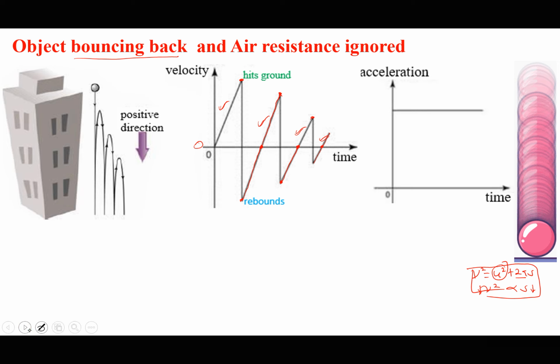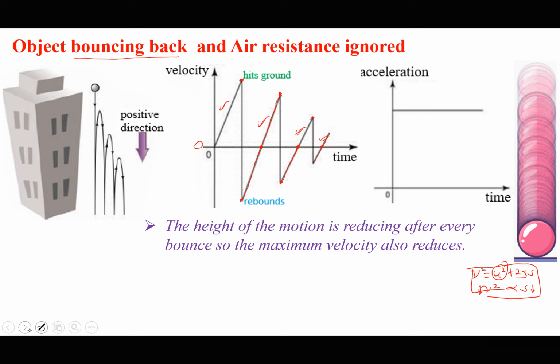Okay. So the height of the motion is reducing after every bounce. So the maximum velocity also reduces. That's why you notice that the maximum velocity is not the same after every bounce, even at the bottom. So the maximum velocity reduces after every bounce because the maximum height reduces.